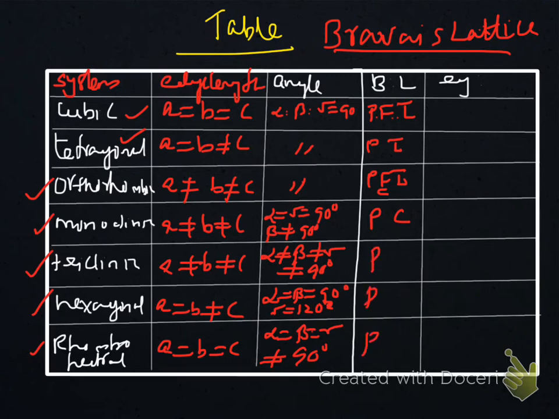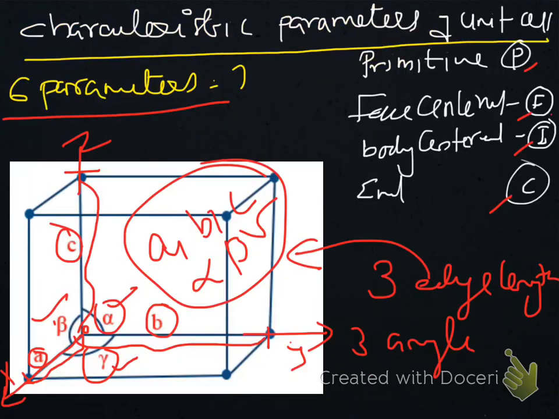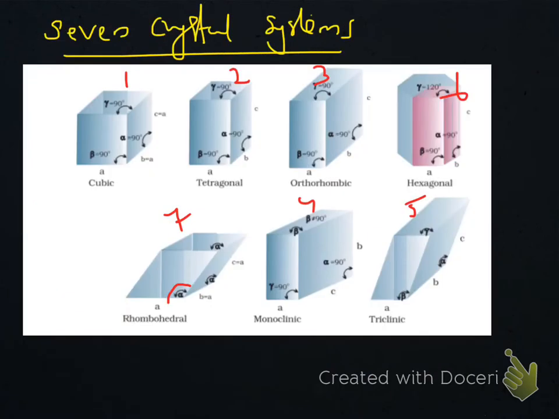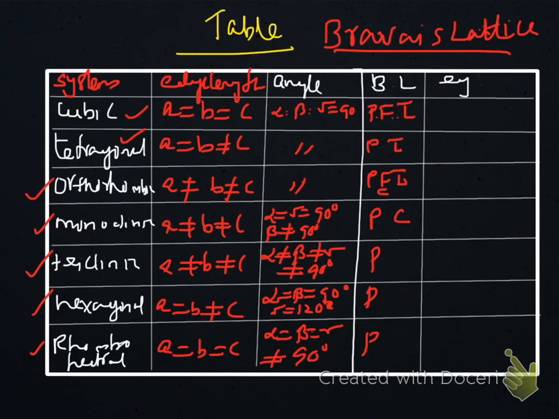How to understand it? For the first system, cubic, we have primitive, that is simple, face centered and body centered. For orthorhombic, they have all possibilities, all four: primitive, face centered, end centered and body centered. Here we have primitive and body centered, here primitive and end centered. So 3, 4, 2, 2. That's over. Thereafter, all of them have primitive only.